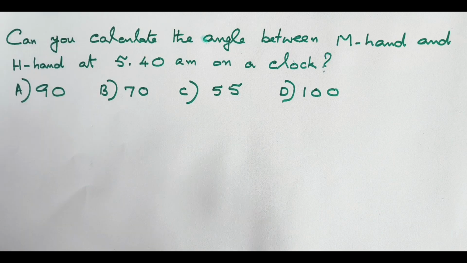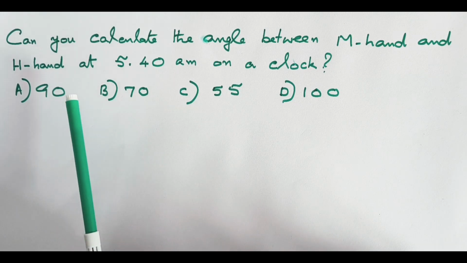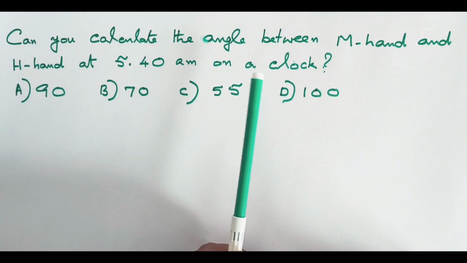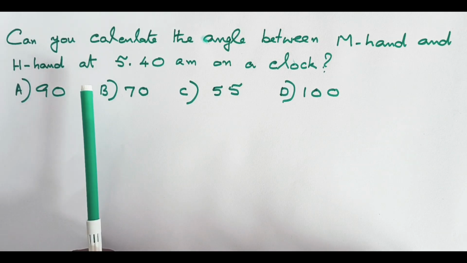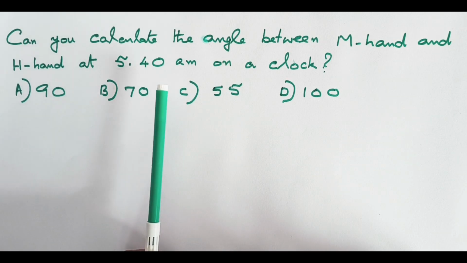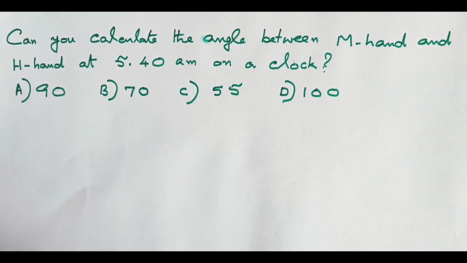Hello, everybody. We are looking at an interesting problem from time and clock, which is an important segment of all competitive examinations. The question is this. We are finding the angle between the minute hand and the hour hand on a clock at 5:40 a.m. There are four options given to you.